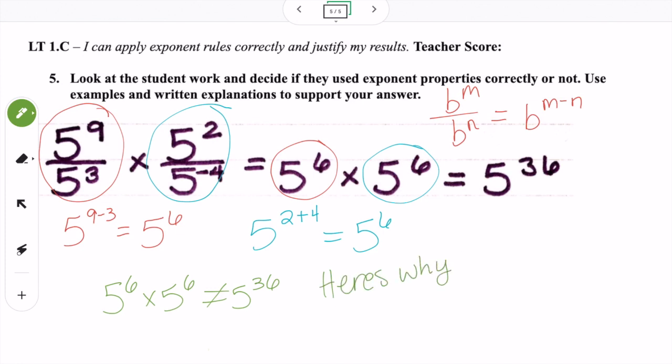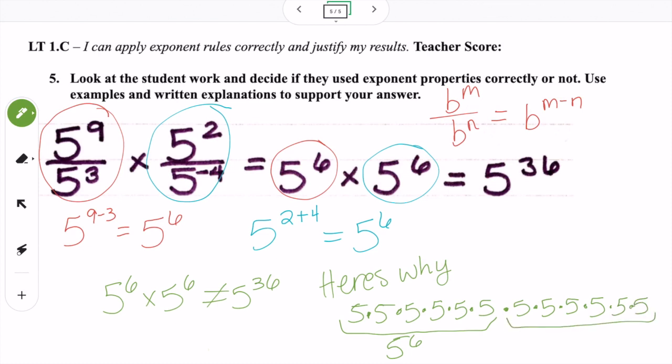If I expand 5 to the 6th, that means 5 times 5 times 5 times 5 times 5 times 5. Here's one group of 5 to the 6th. And I'm going to multiply that again by 5 to the 6th. You should be able to see that there are not 36 factors of 5. If I counted these up together, I could see that there's 12 of them. 5 to the 6th times 5 to the 6th equals 5 to the 12th. 12 factors of 5. That should have been the final correct answer, not 5 to the 36th.